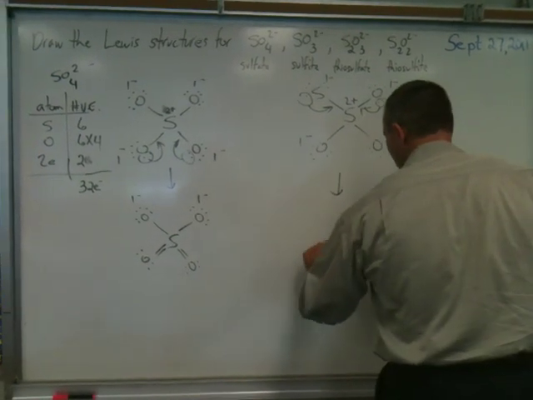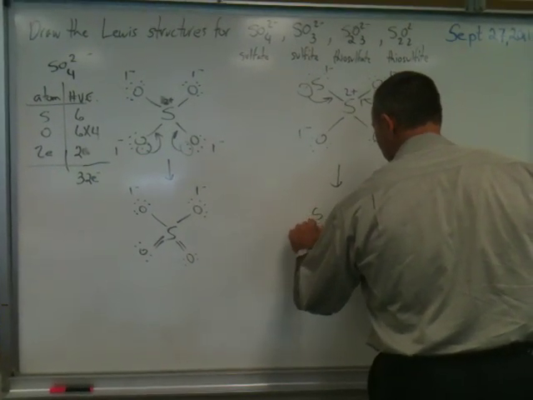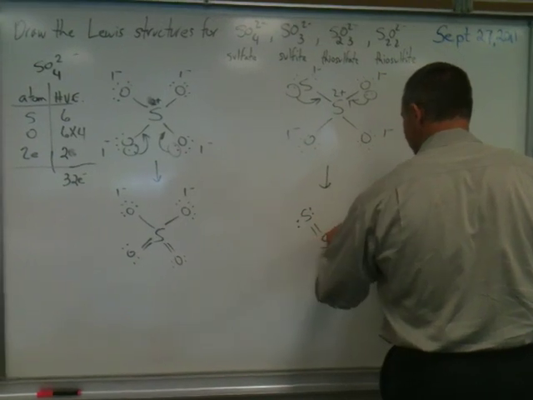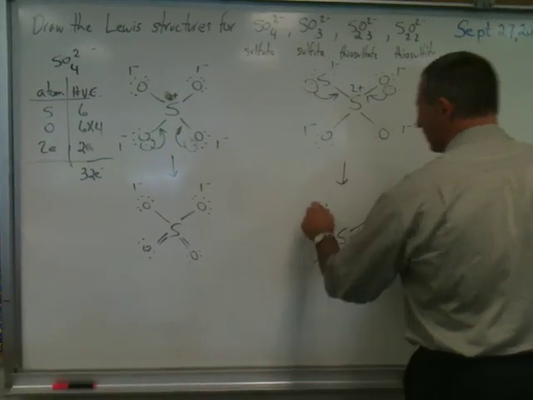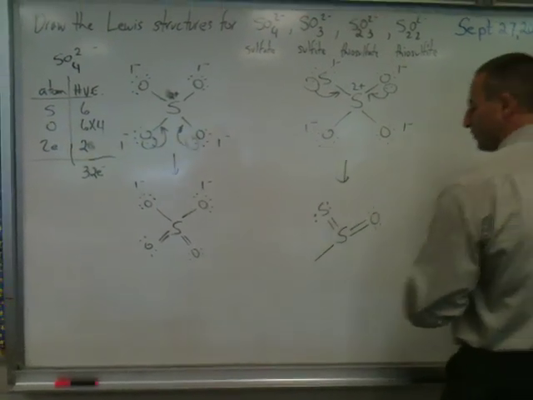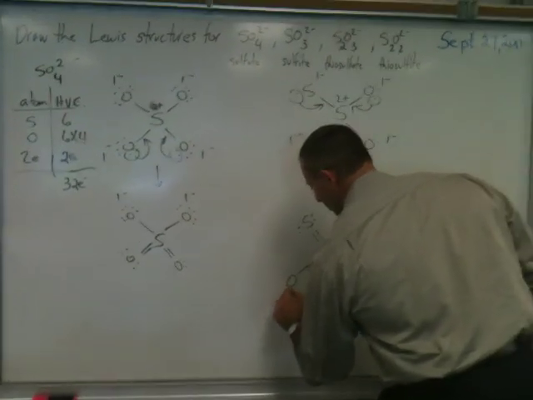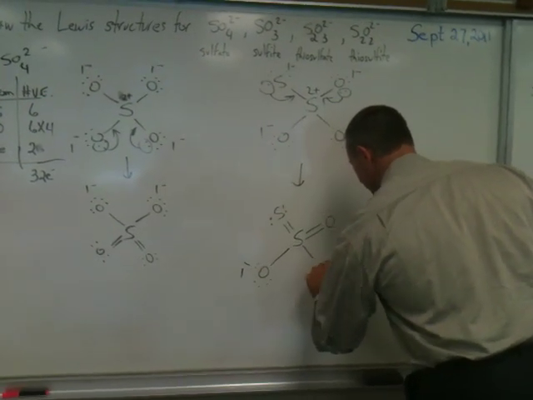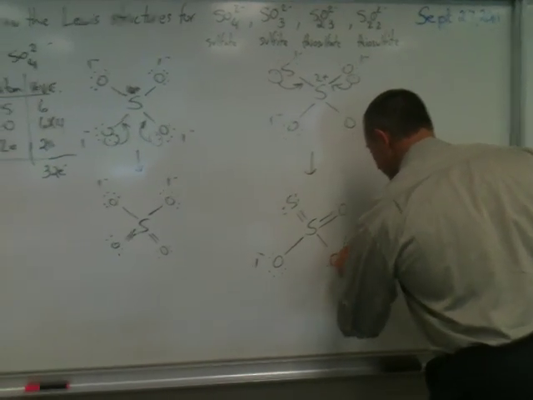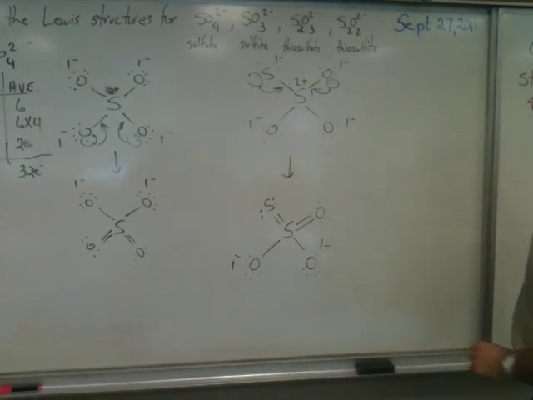So the final structure for thiosulfate is going to have 1 double bonded oxygen, 1 double bonded sulfur, and the other 2 oxygens are going to have a minus 1 formal charge. That's thiosulfate's Lewis structure.